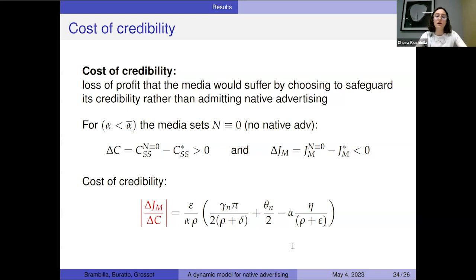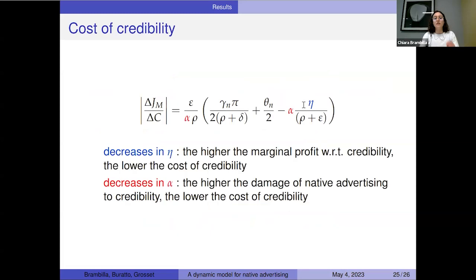And for us, this cost of credibility is represented by the ratio, in absolute value, between the variation of profit and the variation of credibility. So we are trying to understand how the profit varies with respect to the variation of credibility. And this gives us this threshold. And looking at this cost, what we can see is that the cost of credibility decreases in eta and also decreases in alpha.